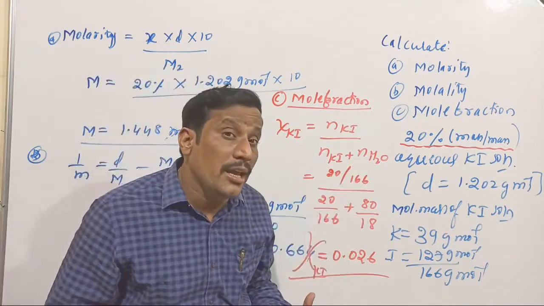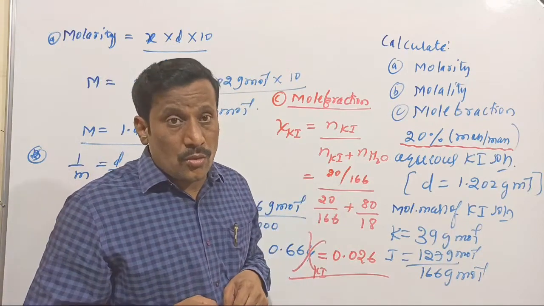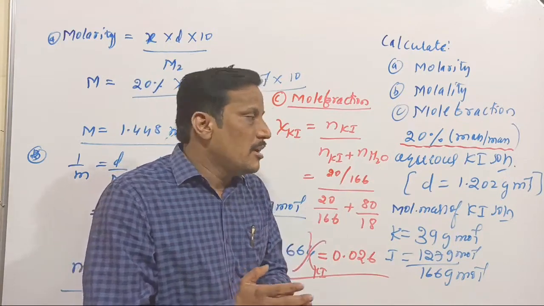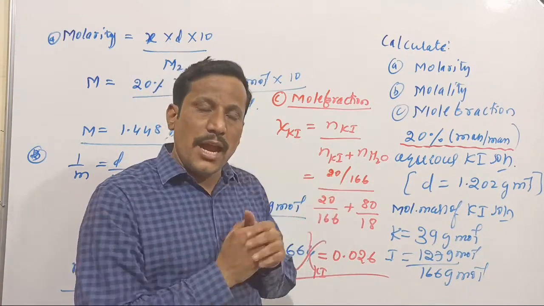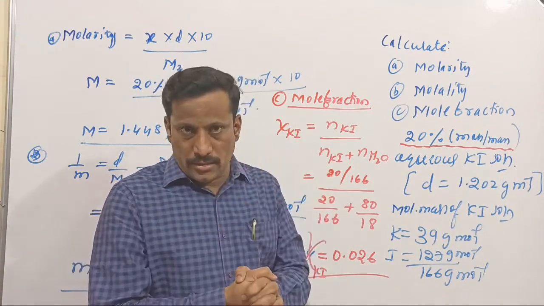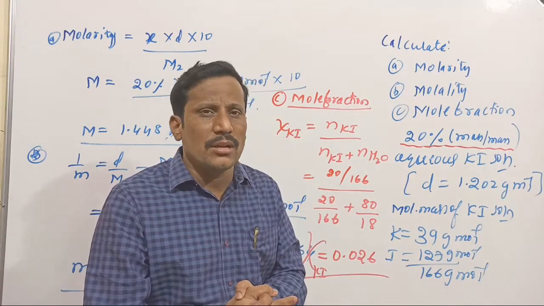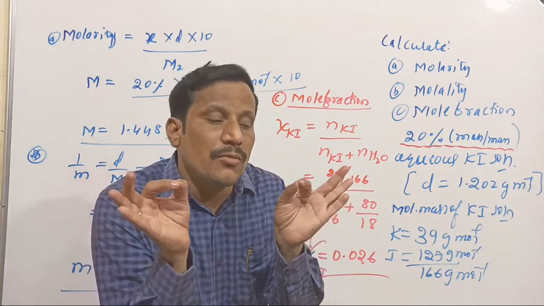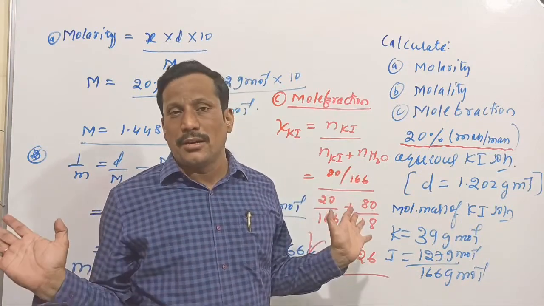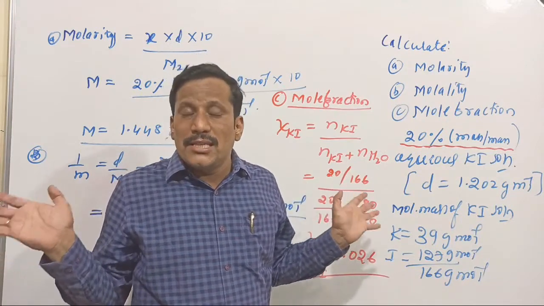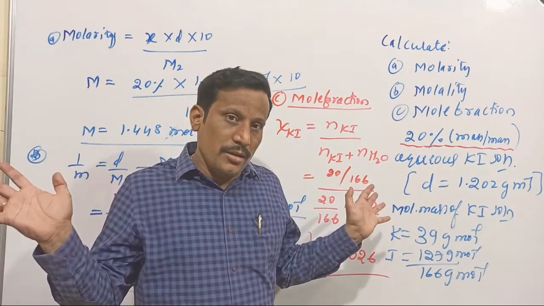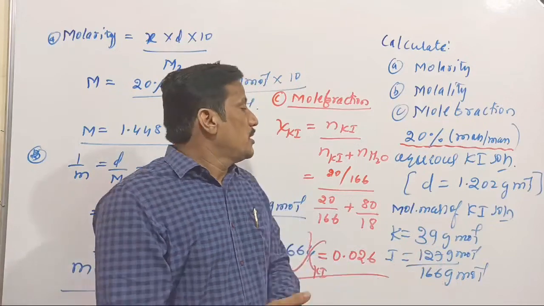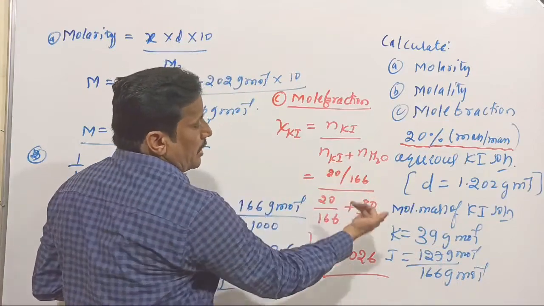Why 80? It is not given in the question. No. 20% means 20 gram is the potassium iodide, and 80 gram is water. 20% aqueous solution. The word aqueous means water. By default you have to take it as water. Right? Okay. 80 by 18.